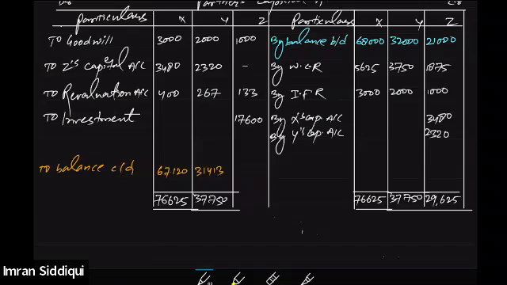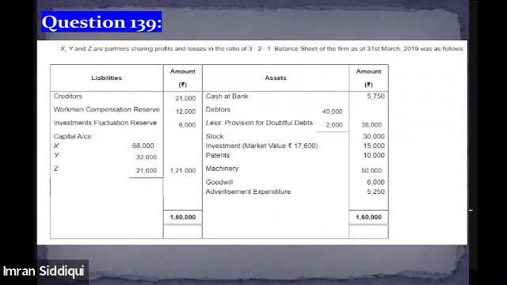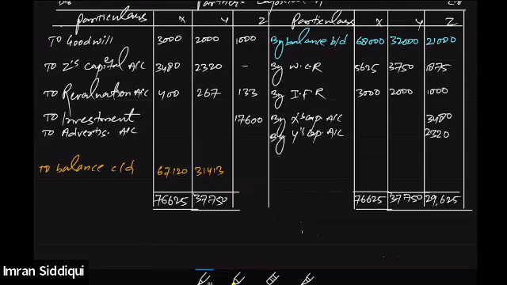To advertisement suspense. And the amount was 5250. When you distribute it among the partners, everybody will bear 2625, 1750 and 875.